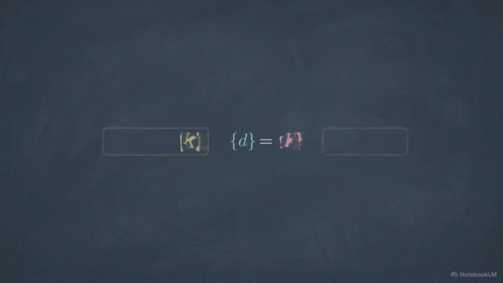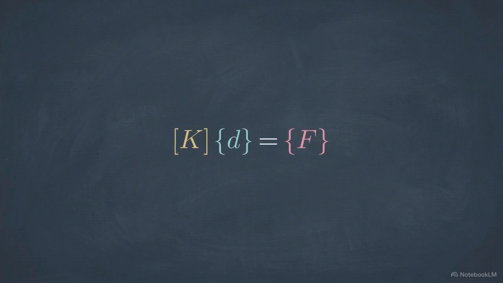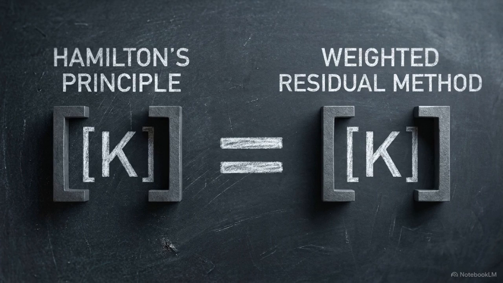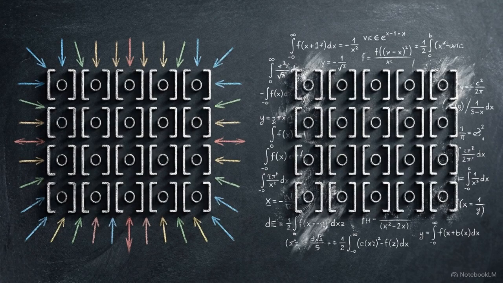Executing these grouped integrals yields the precise numerical values required for the finite element model, snapping cleanly into the classic discrete structural matrix format, K times D equals F. This resulting stiffness matrix is mathematically identical to the one derived using the standard weighted residual method. If the final mathematical outcome is completely identical, why endure the complex energy-based Hamilton's principle derivation to get there?